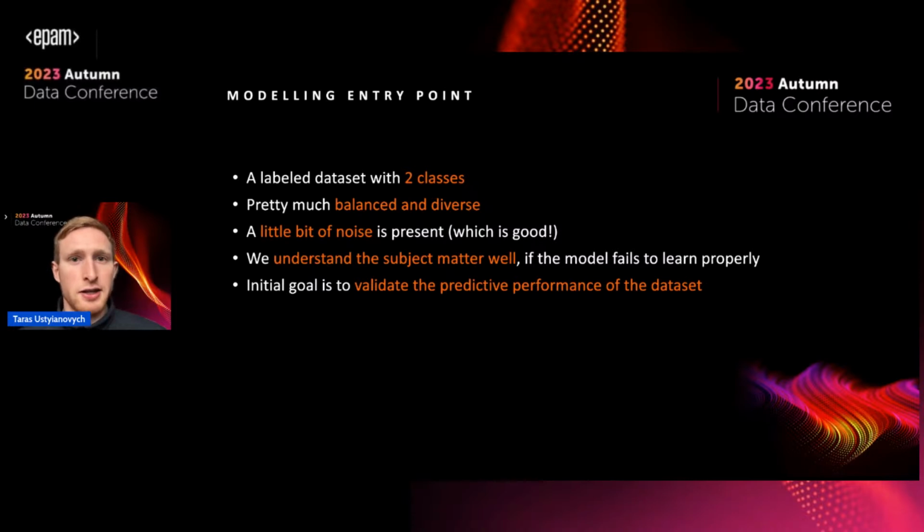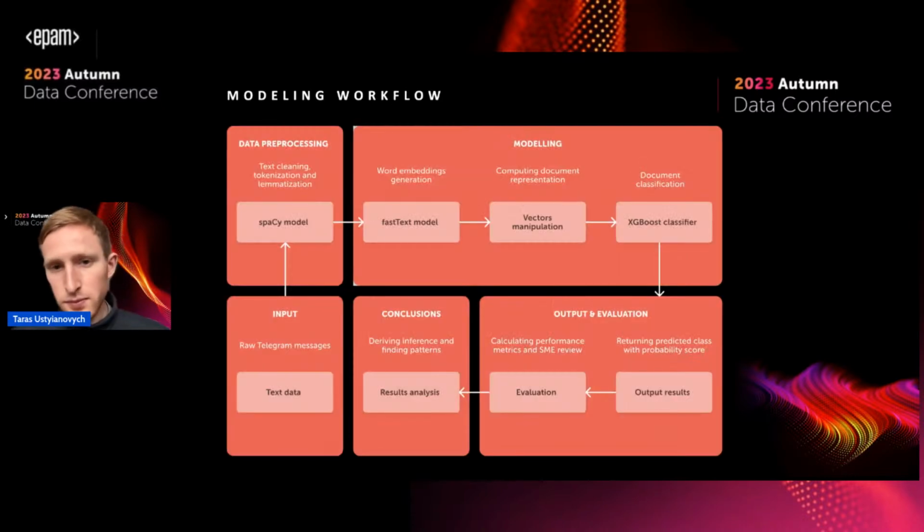And the initial goal is to validate the predictive performance. So the initial goal is not to develop a 99.99% accurate model. It's just to validate whether we can do it, and the model can capture some relationship and some meaning. And during this modeling, we tried to be as equal and unbiased as we could be, and therefore, I assume we obtained great results, which we're going to share with you later.